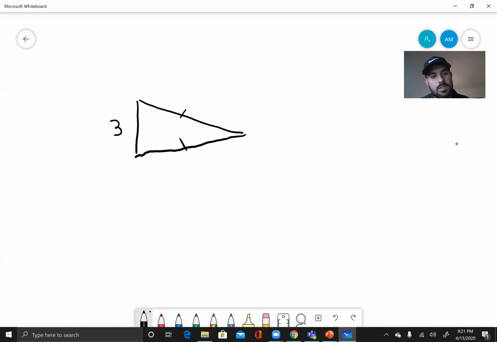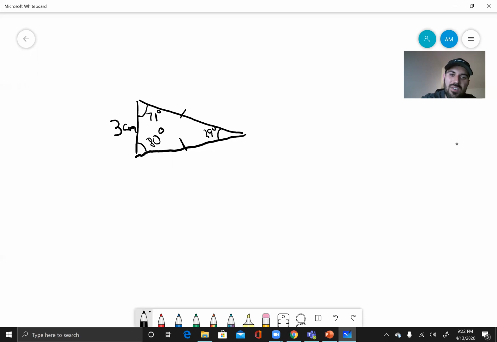We have sides, right? This would be centimeters. And then we have our angles. How would I put it? Let's see. We can make it 29 degrees. This would be, let's see, 71 degrees. This would be 80 degrees. Okay, so here we have a triangle.